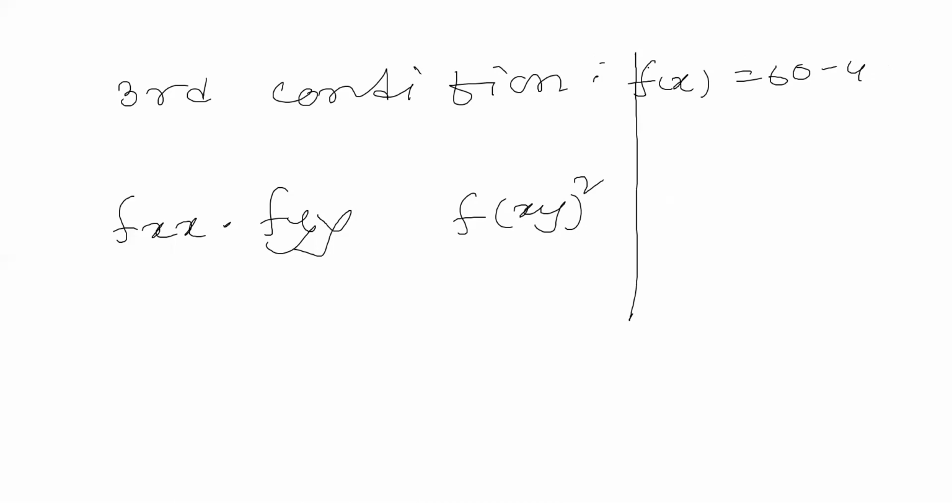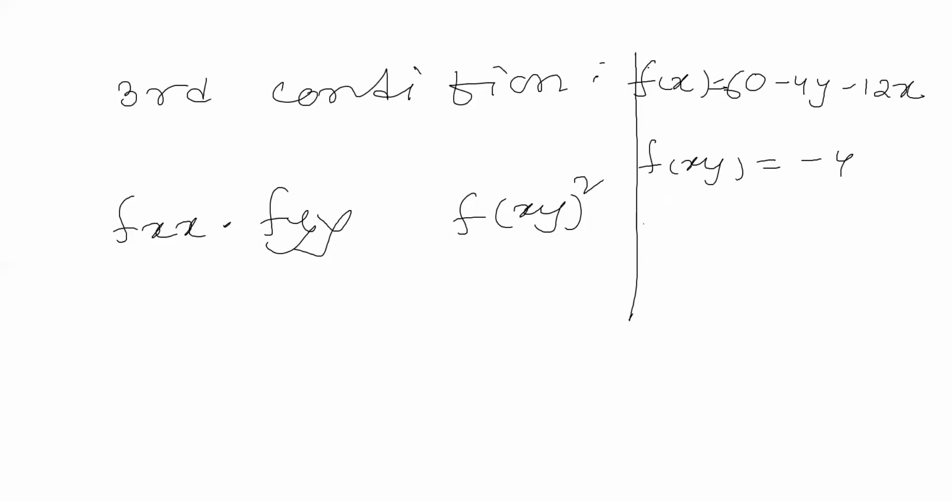No, I need to rewrite it. So here f of x is equal to 60 minus 4y minus 12x. So f of xy is simply equal to negative 4. Similarly, f of y... and I'm performing the cross partial here.